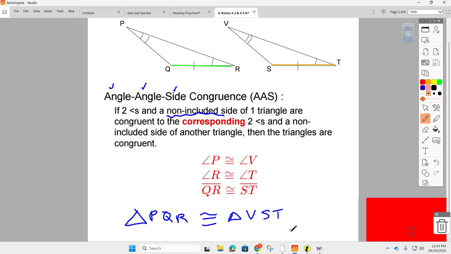Remember, this says that PQ is congruent to VS. Segment QR is congruent to ST. This congruence statement tells you what parts are congruent.